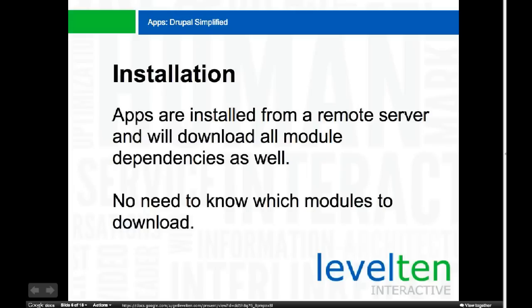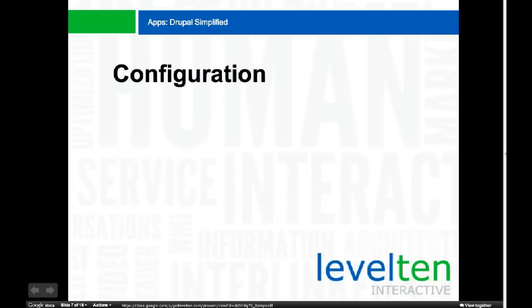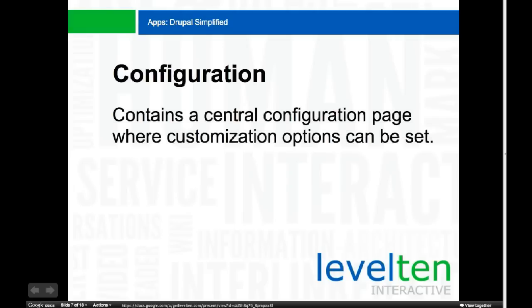So that's pretty cool. The next problem we run into was configuration. Now, apps start to solve this. I'm not going to say it's a perfect solution yet, but the nice thing that apps have is they have a centralized configuration page where you can create customizable options. Now, what this means is once you're done installing an app, you see a settings page.